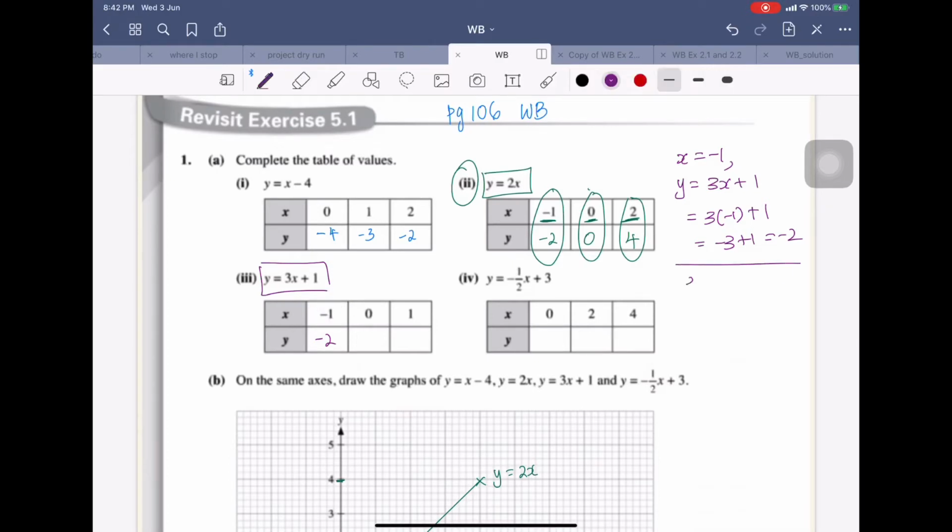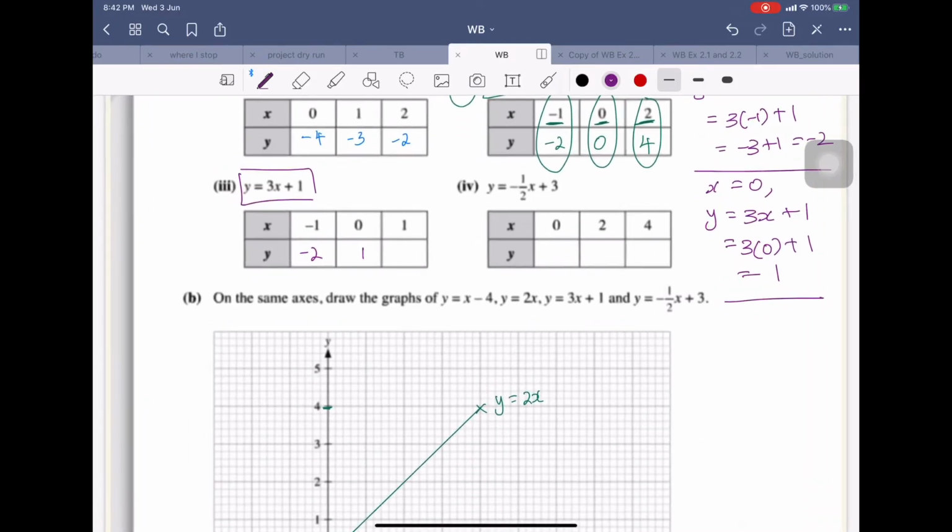Next. X is 0. Y is 3x plus 1 still, same equation. So 3 times 0 plus 1. So I write down 1 here. Now, last x is 1. So when x is 1, y equals 3x plus 1. I replace x with 1. So 3 plus 1 is 4.